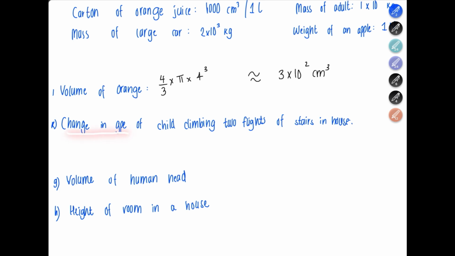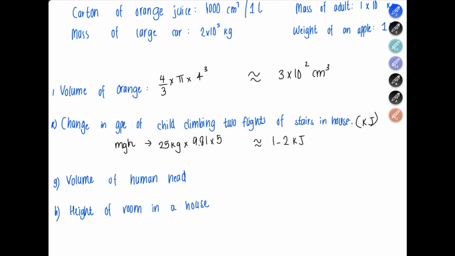Next, change in gravitational potential energy of a child climbing 2 flights of stairs in the house. So I'm going to write 25 kilograms for the child multiplied by 9.81. That's going to remain the same. What about the height? So we can say one flight of stairs could be 2 meters. The second flight of stairs could be another 2 meters, or 4. So I'll just write 5 meters as a rough estimate. So your answer should be in the range of 1 to 2 kilojoules.